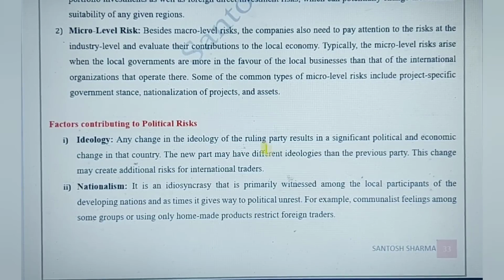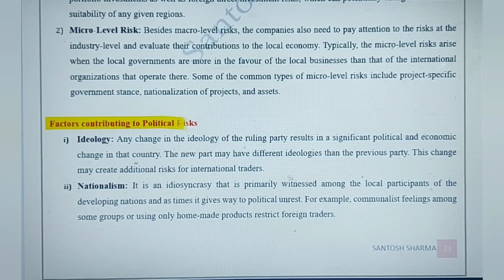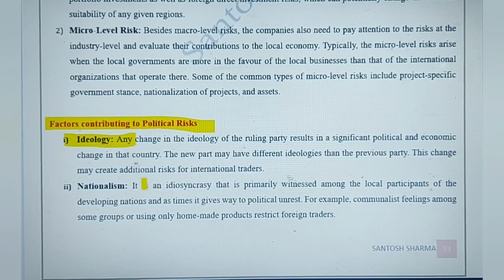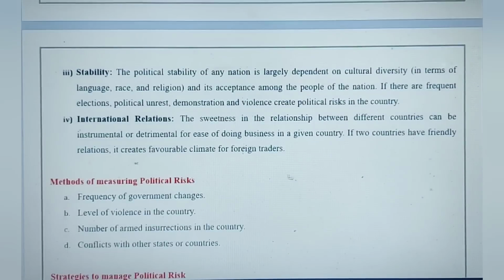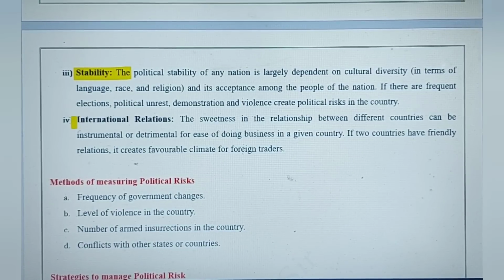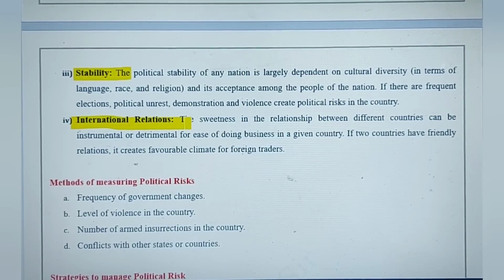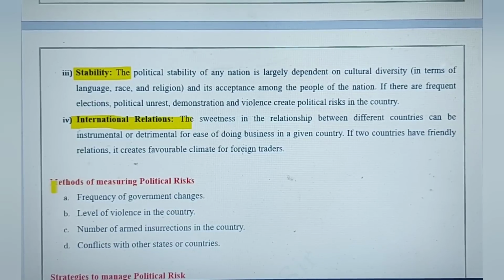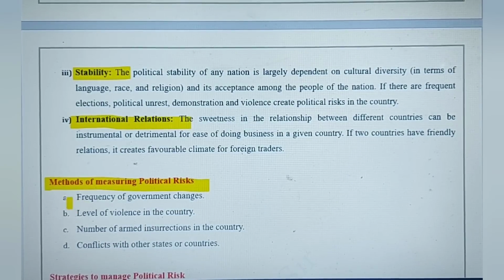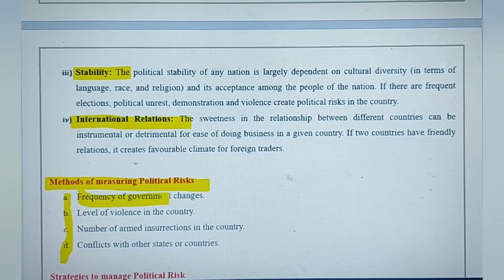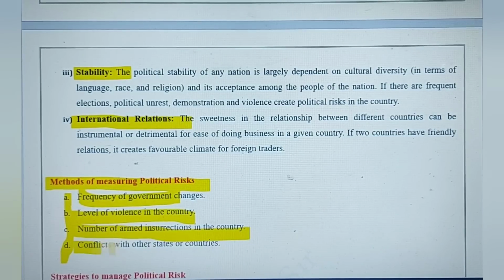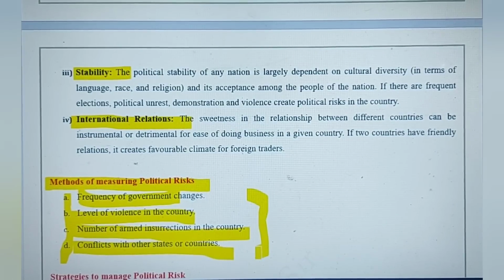Okay, then some factors are there which cause this political risk. Basically, the ideology of the government or the company or the country. Then nationalism is one of the factors where generally the people stick to their culture. Then stability problem in their international relationship, that is one of the problems. Then we can also measure the amount of political risk in different ways, like frequency of government changes, level of violence in the country, the number of armed insurrections in the country, conflicts in other states. So all these points you can explain in your own words.